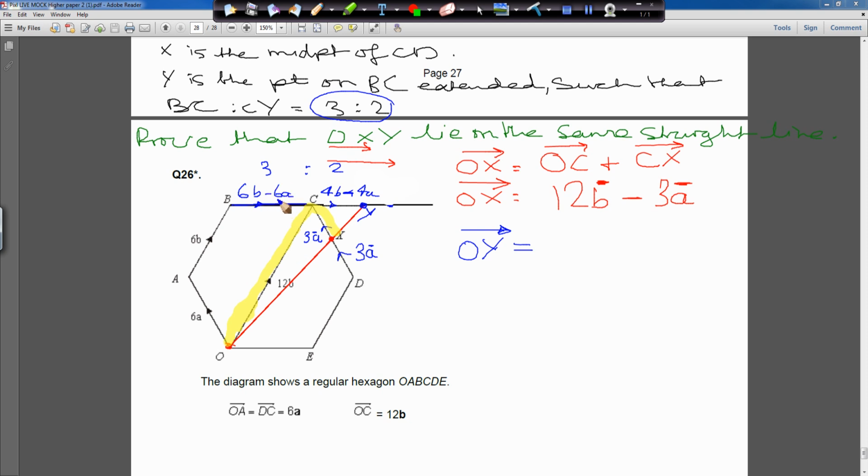Then you do minus 6a divided by 3, that'll give you minus 2a. That's worth one part. We now have two parts. So minus 2a doubled gives you minus 4a. So that part's worth minus 4a. Now we're in the position of doing O to Y.